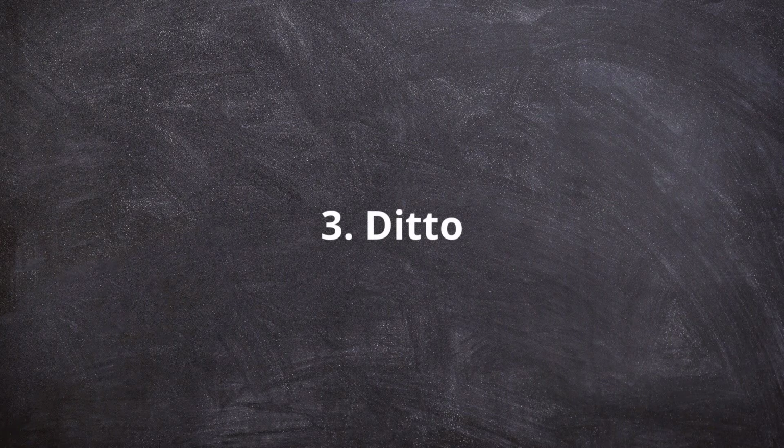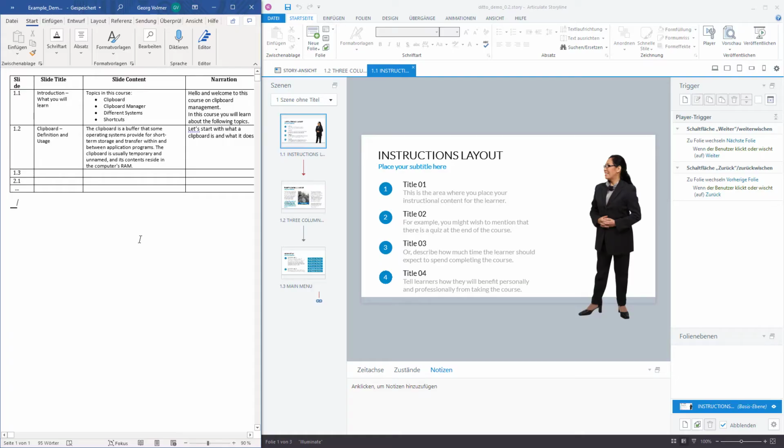The next tool is called Ditto. Now, we are all working creatively, but sometimes we have to do some repetitive tasks, like copying and pasting text from a script or storyboard to our e-learning software, for example narration or slide titles.